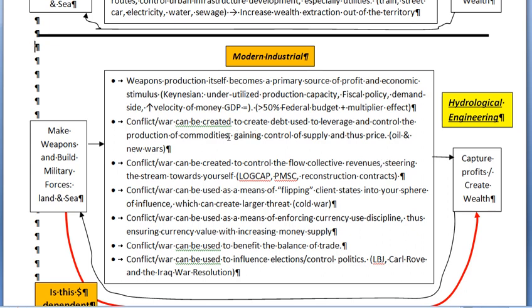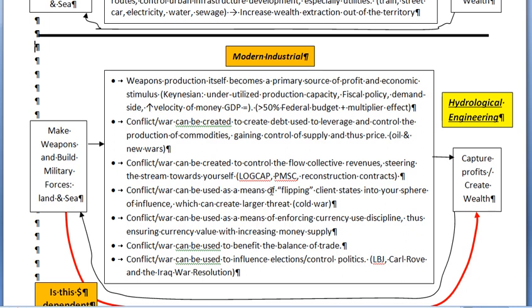Now, again, in the same lesson, I'll teach you how you can control LOGCAP, the Logistics Civilian Augmentation Program, or these private military security contractor corporations, or you control reconstruction contracts, which are required after you destroy all sorts of stuff during war, right? It's another means of making money.